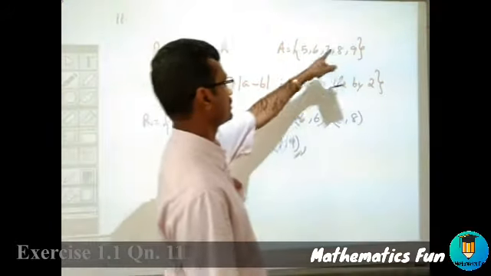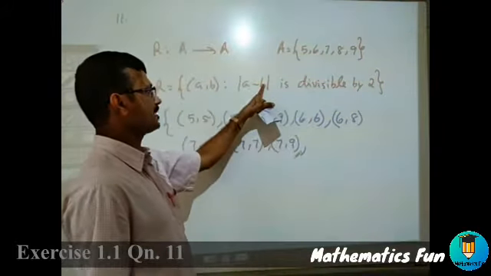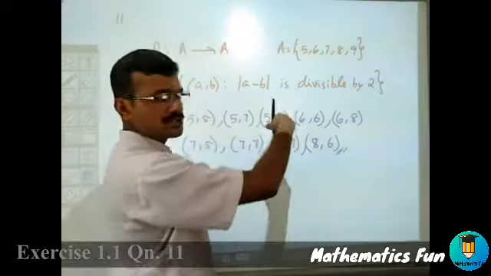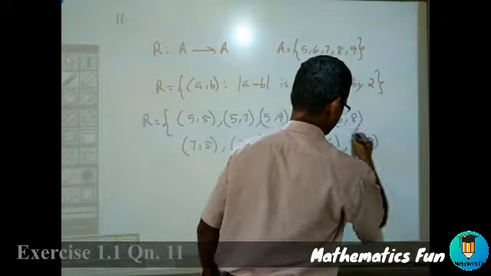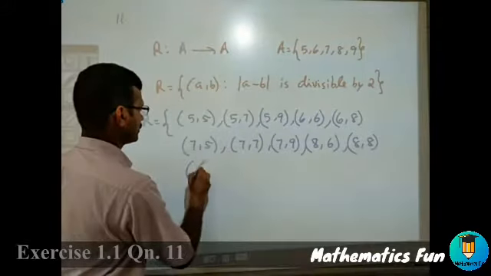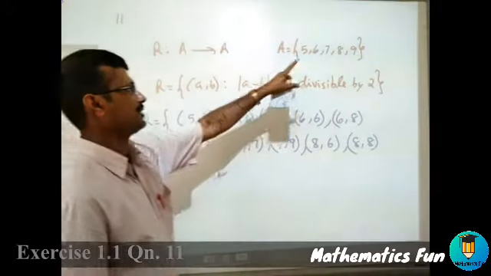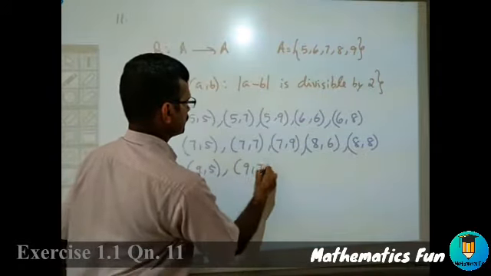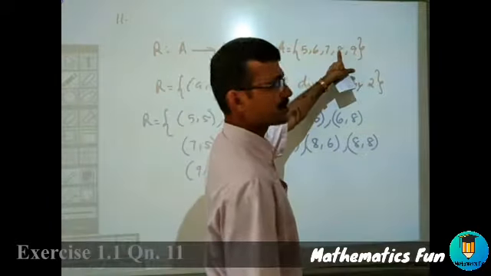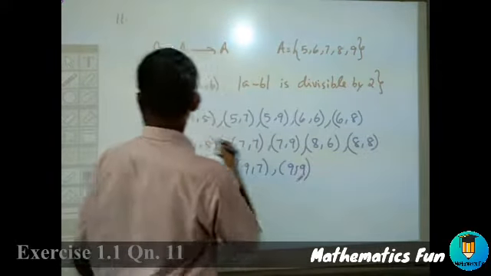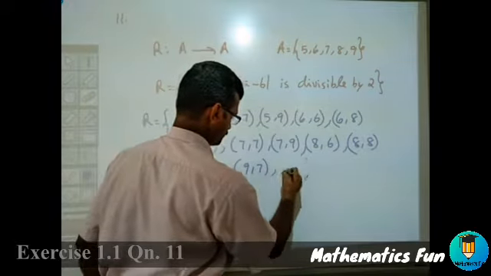Now we will go with 8, 5. 8 minus 5 is 3, which is not divisible by 2. 8 minus 6 is possible, so 8, 6. 8, 7 is not possible, but 8, 8 is possible, and 8, 9 is not possible. Now what about 9, 5? It is possible. 9, 6, the difference is 3, not possible. 9, 7 is possible. 9, 8 is not possible, 9, 9 is possible, since 9 minus 9 is 0, so that is also possible.